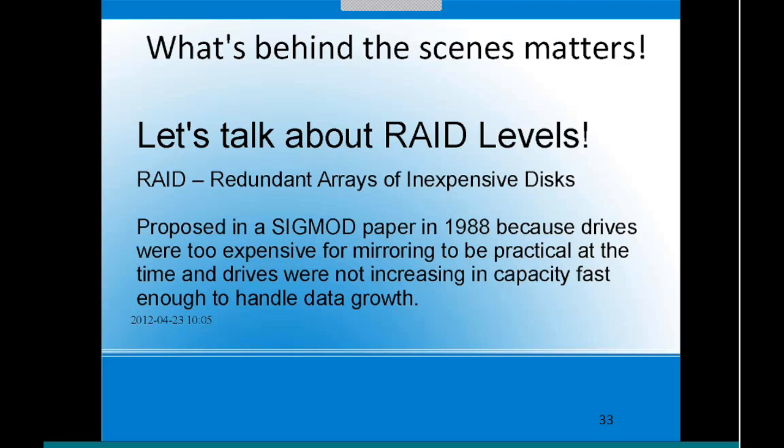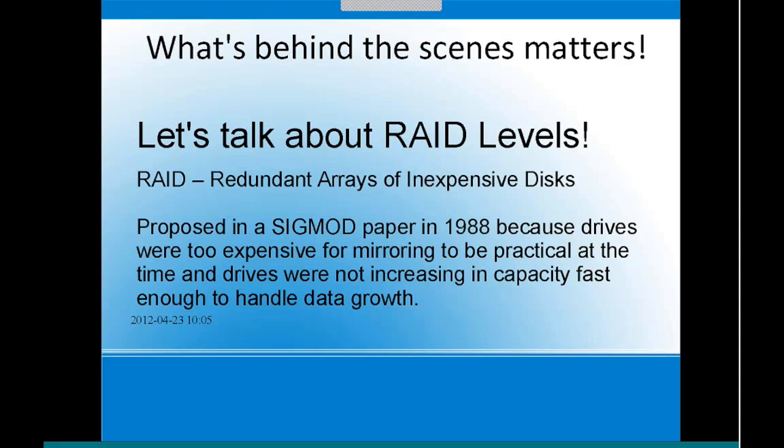Okay, so now we get to the good stuff, talking about RAID levels. So RAID originally stood for redundant arrays of inexpensive disks. When disks got cheap, somebody changed that to redundant arrays of independent disks. The idea was proposed in a paper in 1988 at SIGMOD because disk drives were too expensive at the time for mirroring to be practical for very large installations, and drives were not getting big enough, fast enough to handle data growth on a single drive, or even a single pair of mirrored drives.